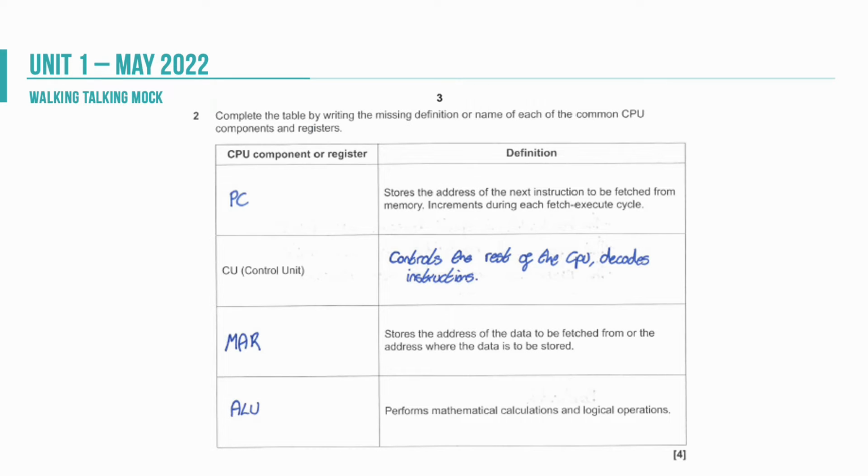The left-hand answers are set. So it is program counter, memory address register, and then arithmetic and logic unit, and those are the only ones that will get you the mark.